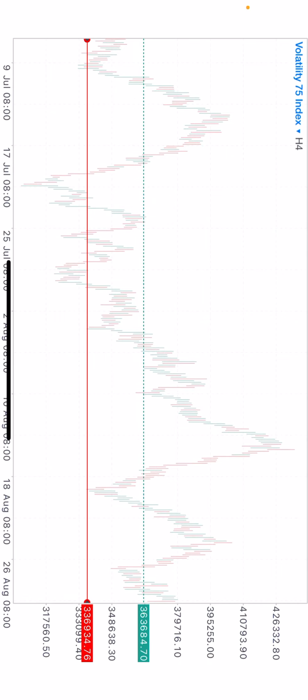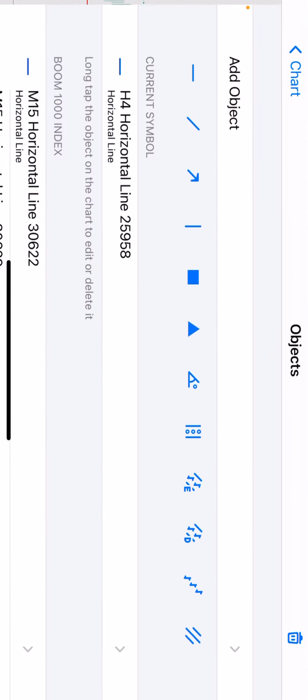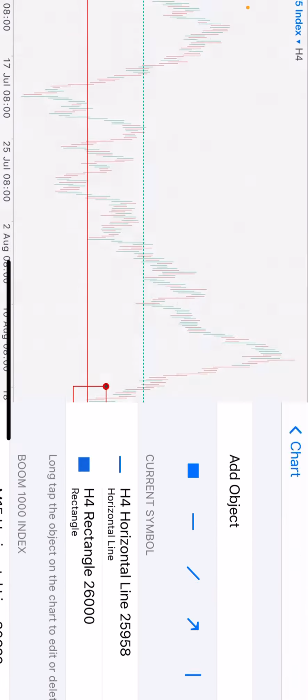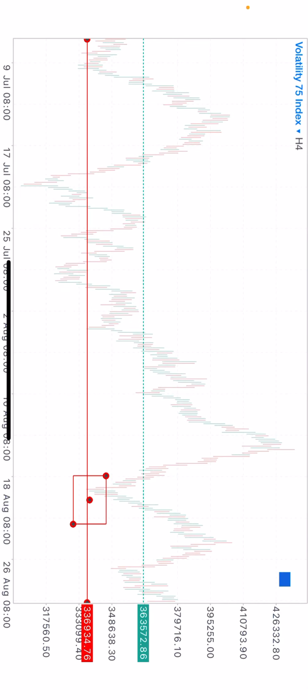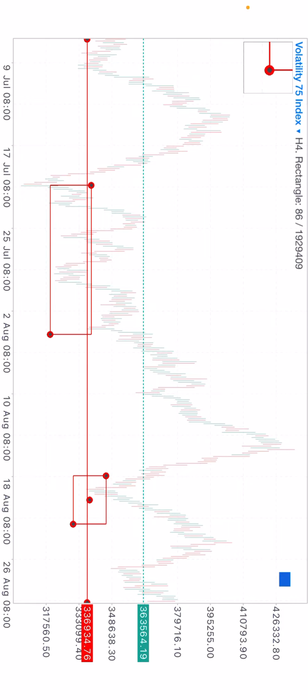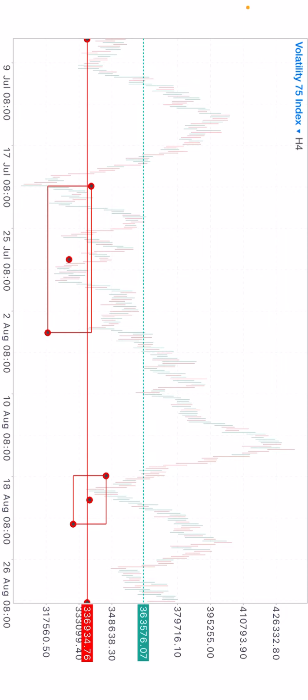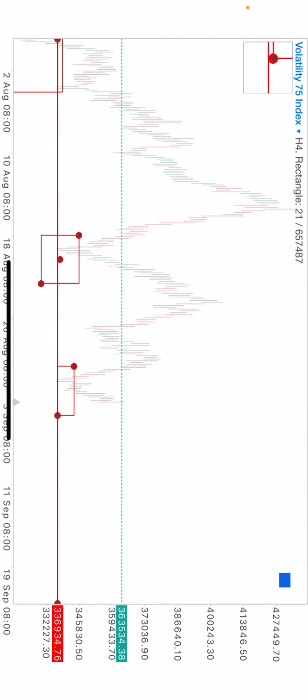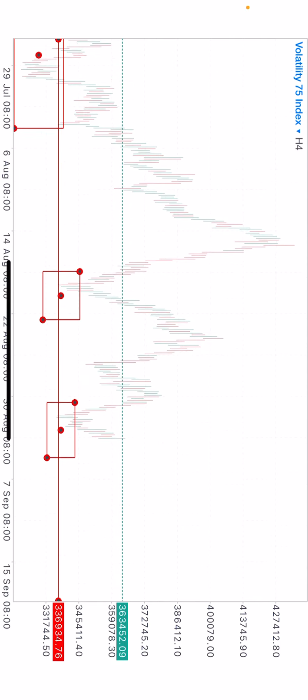Just to confirm that my line is very accurate, you can see that it was confirmed quite a number of times. We've got this whole section confirming a touch. We also have here, so my bottom line is okay.